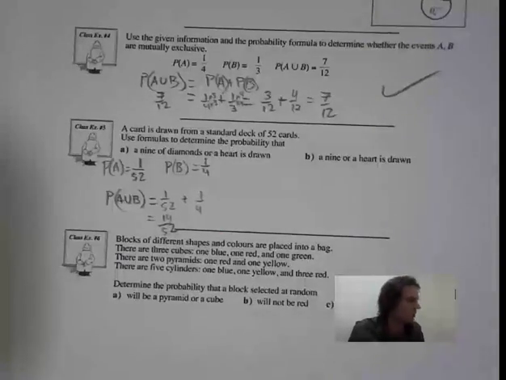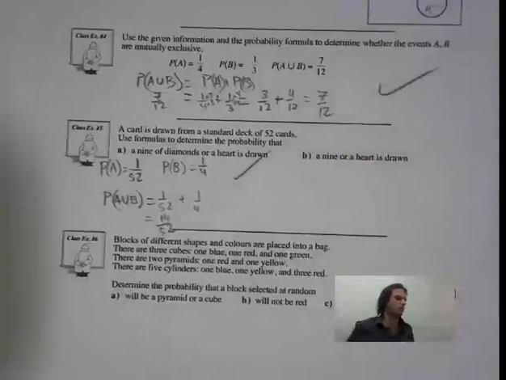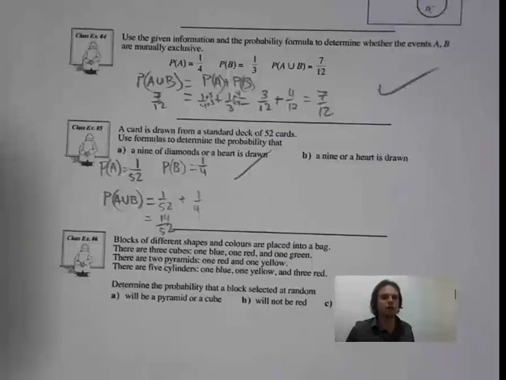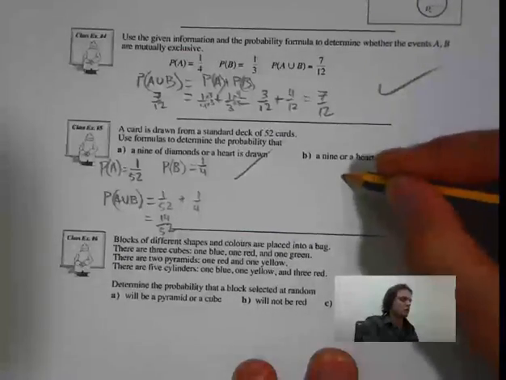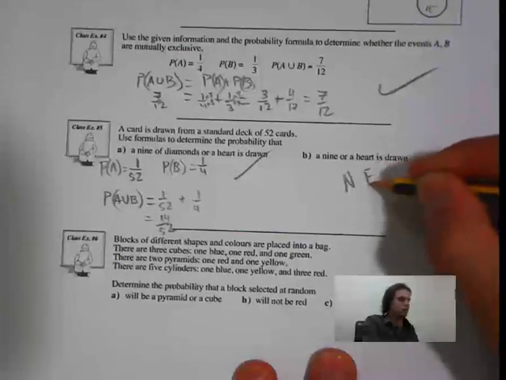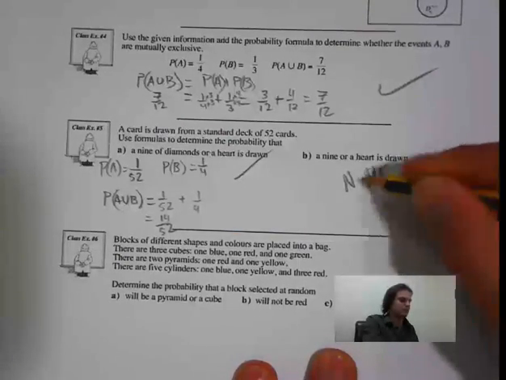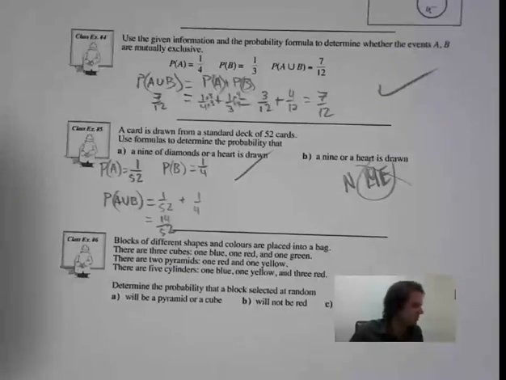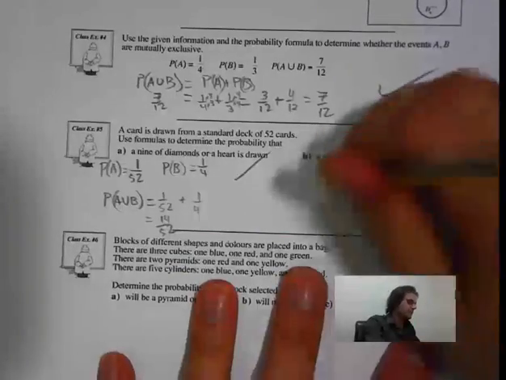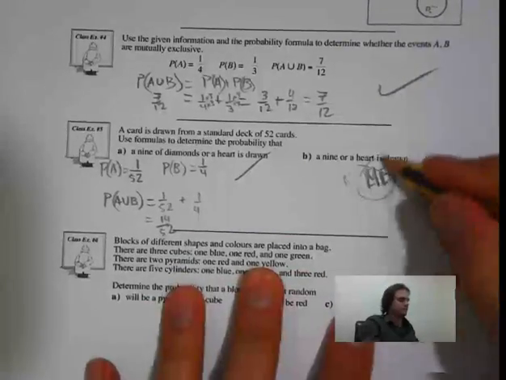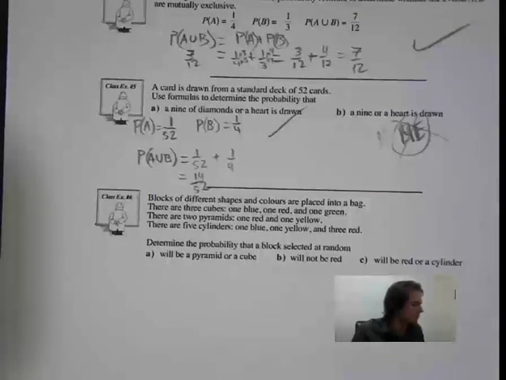Now, next one. A 9 or a heart is drawn. Well, can a 9 be a heart? Yes, so this is not mutually exclusive. Now, let's take a look at this next one.